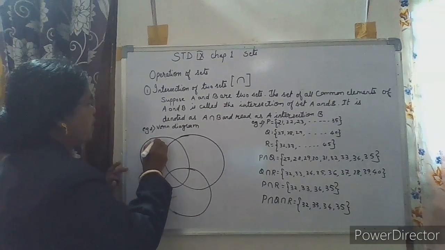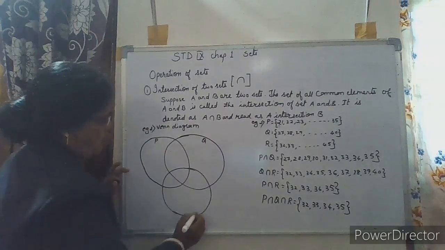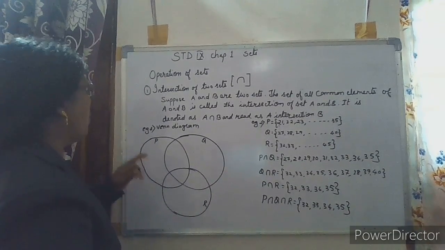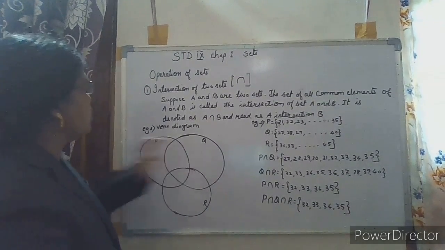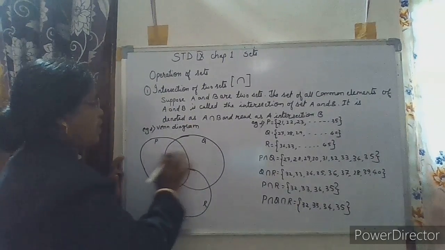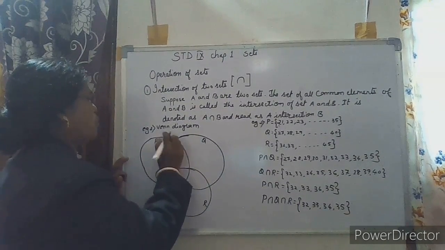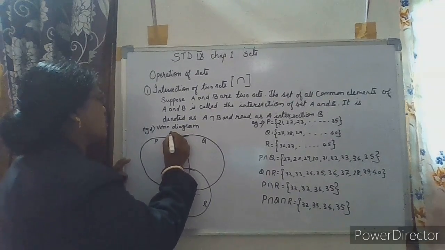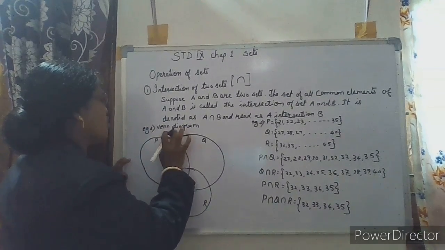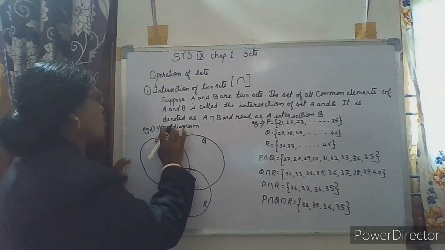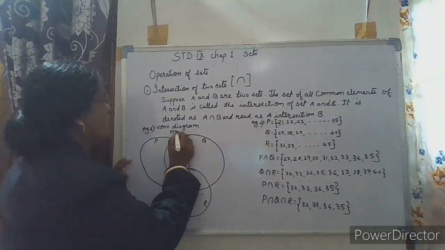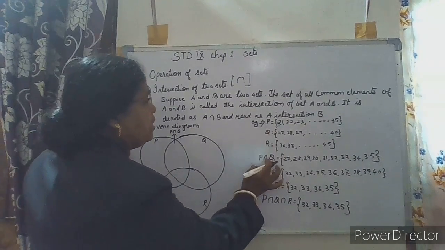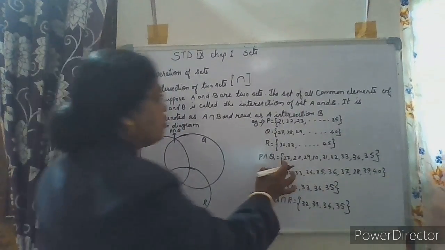This is set P, this is set Q, and this is set R. So, first this part is showing P intersection Q. This part is showing P intersection Q. Now, P intersection Q, what are the common elements?